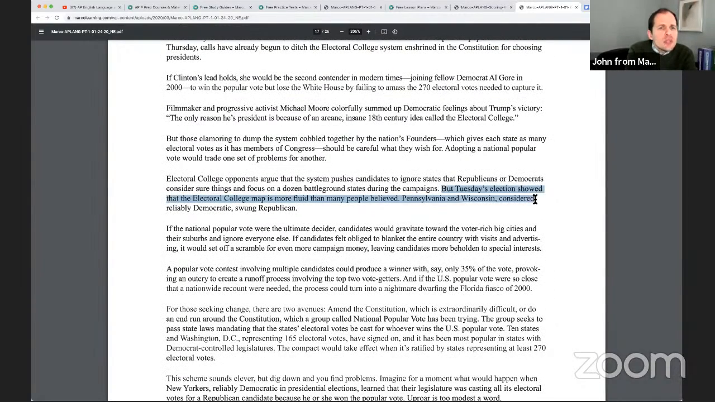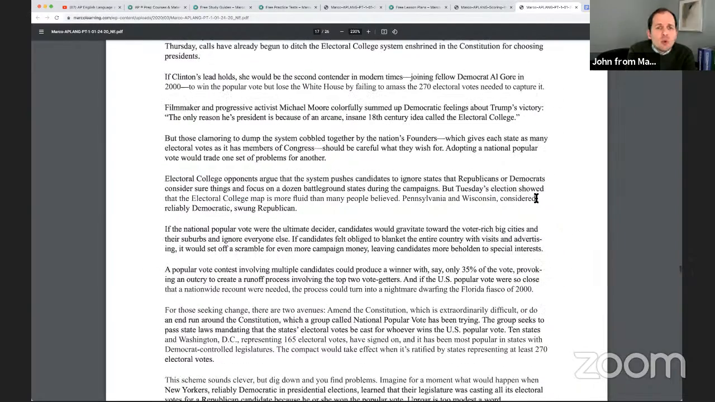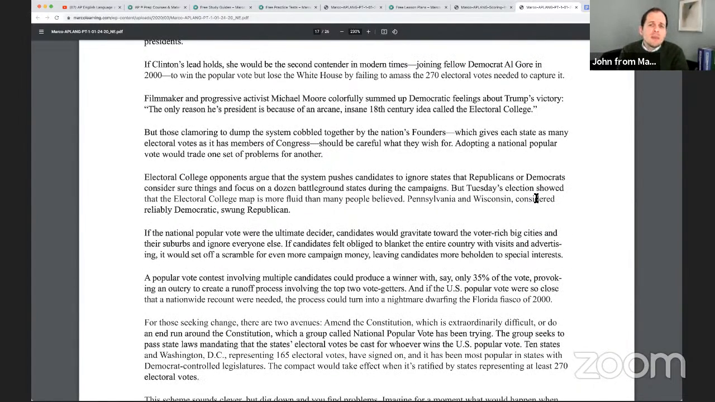Tuesday's election showed the electoral college map is more fluid than many people believed. Pennsylvania and Wisconsin, considered reliably Democratic, swung Republican. If the national popular vote were the ultimate decider, candidates would gravitate towards voter-rich big cities and their suburbs and ignore everyone else. If candidates felt obliged to blanket the entire country with visits and advertising, it would set off a scramble for even more campaign money, leaving candidates more beholden to special interests.